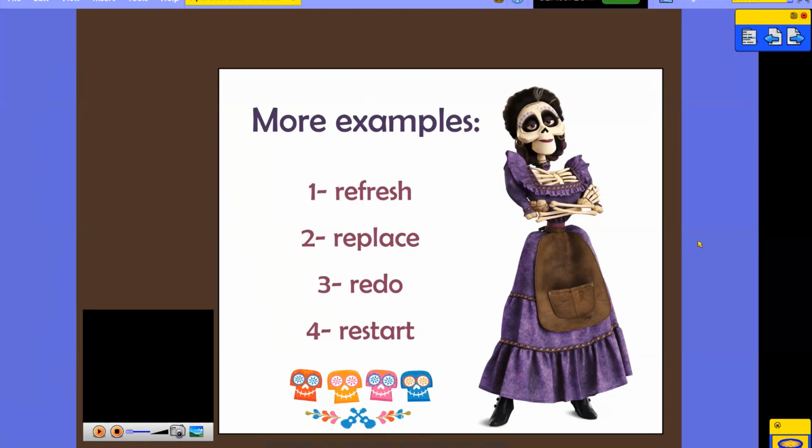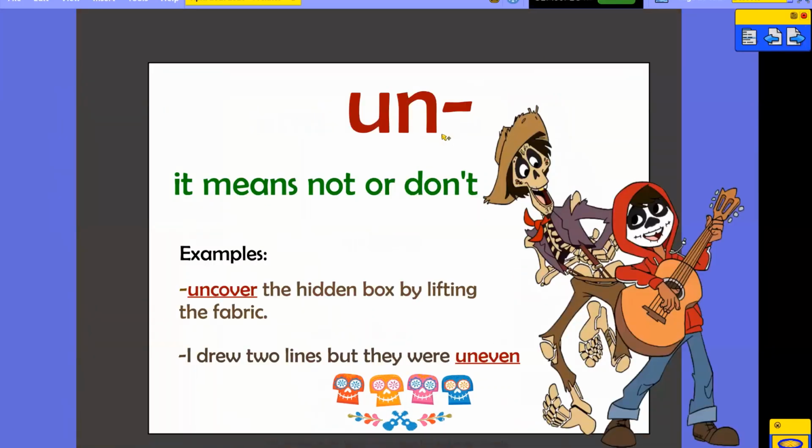Okay, time is up. Remember, do not erase the sentence. If you wrote it on a board, leave it there. I'm going to tell you what we're going to do with it at the end. Let's see. The next prefix is un.